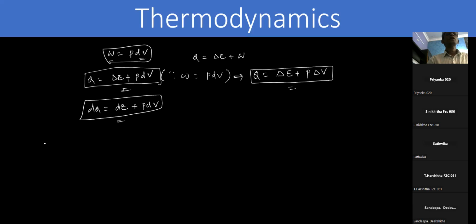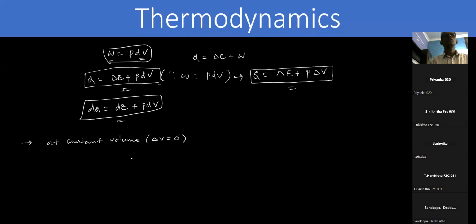Coming to the application of the first law of thermodynamics at different conditions. The first condition is at constant volume. What will happen at constant volume? Constant volume means there is no change in volume, meaning delta V equals 0. Yes or no? At constant volume, volume is not changing, which means the difference in volume is 0. Delta V is equal to 0.